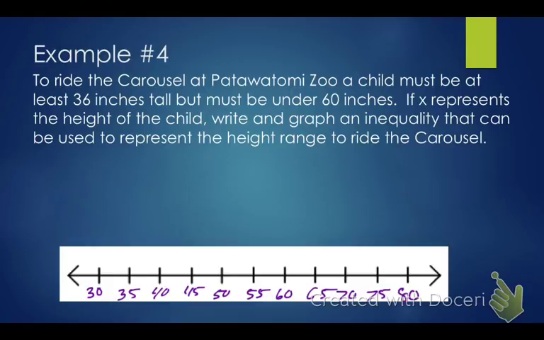All right, so I got all those inches. Now, you must be at least 36 inches. So can you be 36 inches? Yes. So we need to find 36, and we need to put a closed dot because it can be 36. The next thing says you must be under 60. So can you be 60? No, you have to be under, which means it's an open dot.